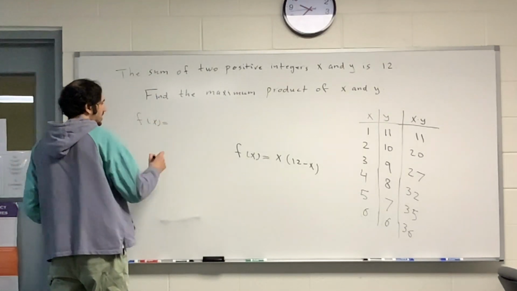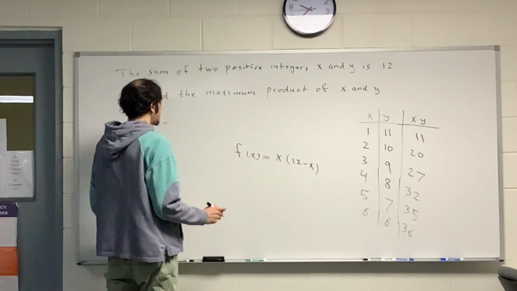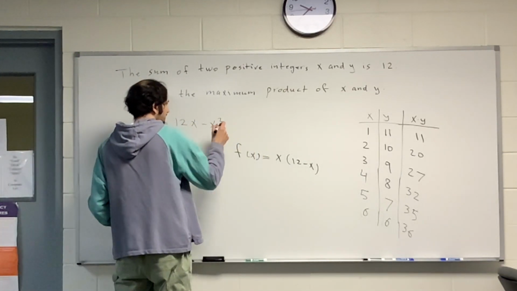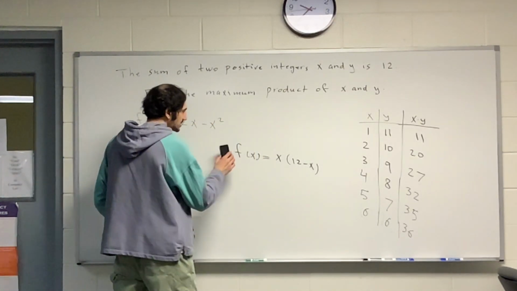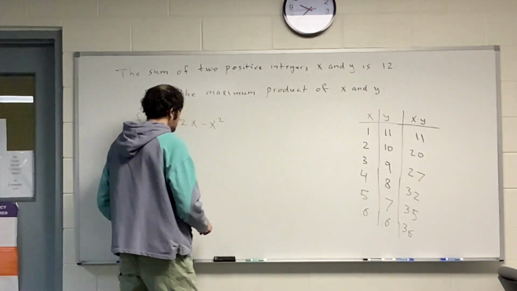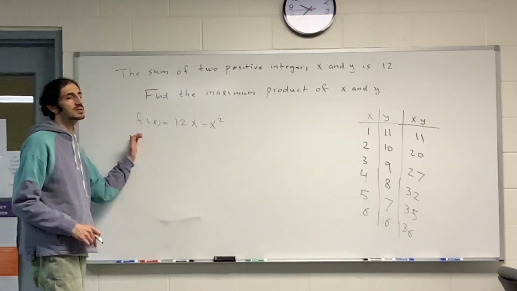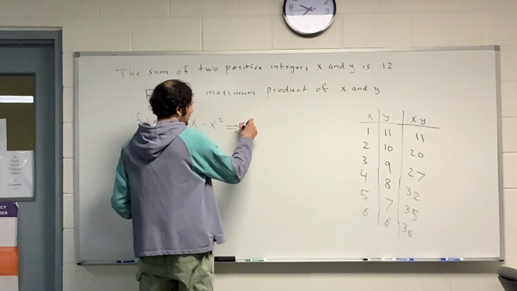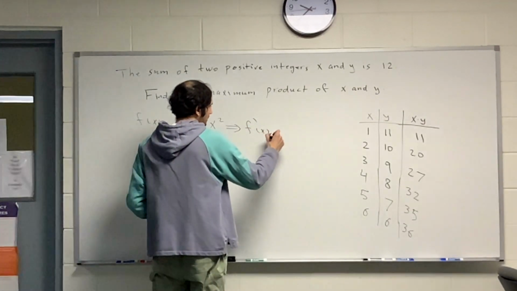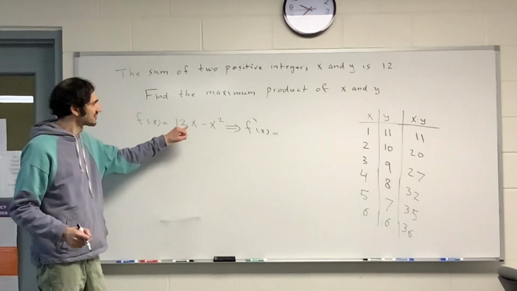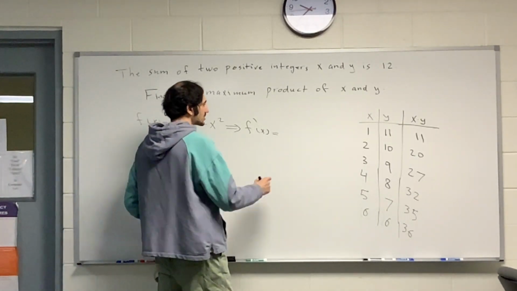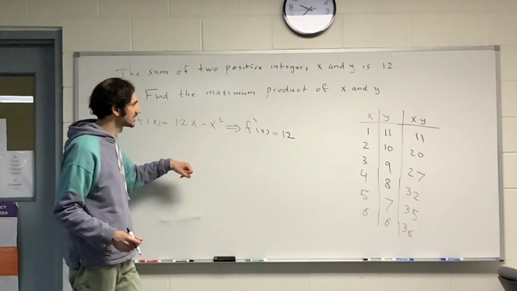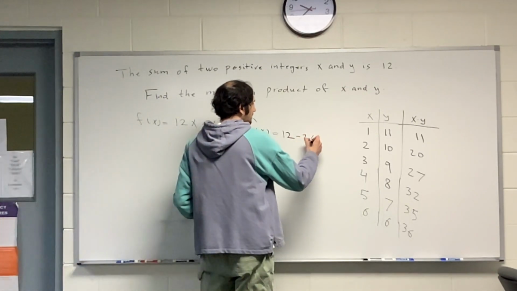My function in terms of x looks like the following: 12x minus x squared. So I won't need this guy anymore, and now I have to find the derivative of this function. And as we know, the derivative of a polynomial is given as follows: f prime x equals the derivative of the first term, which is just the coefficient 12, and the derivative of the second term is minus 2x.